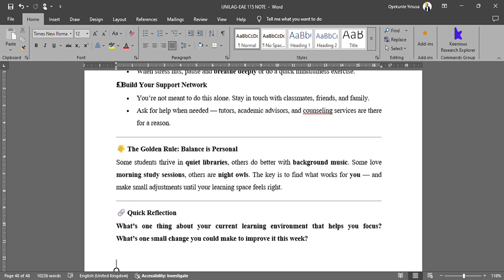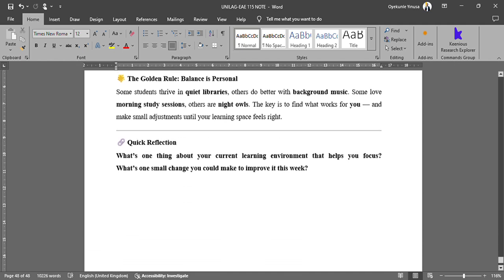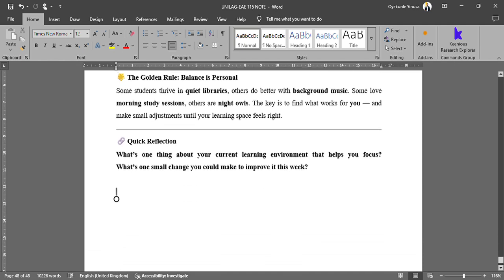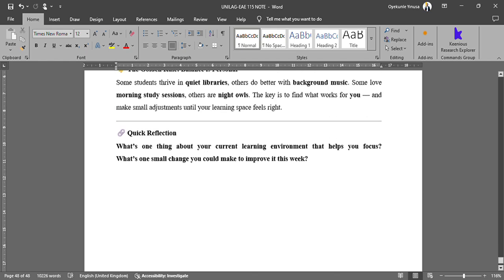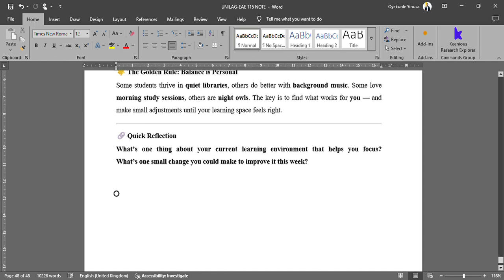You must balance everything. Some students thrive in quiet libraries, others do better with background music. Some love morning study sessions, others are night owls. The key is to find what works for you and make small adjustments until your learning space feels right.